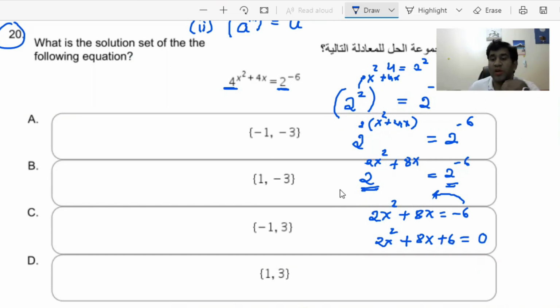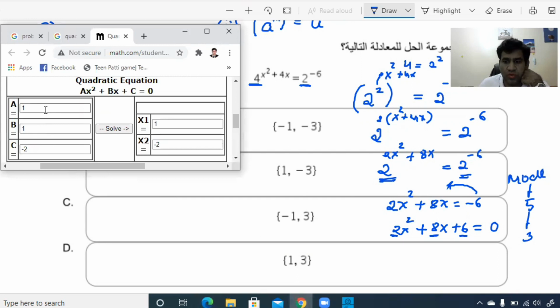Now again you can use a calculator: mode 5 then 3, and just write the coefficients. First write the value of a as 2, value of b as 8 and value of c as 6, and check out what values of x you get. Let me show you on an online calculator. I can substitute the value of a as 2 here, the value of b as 8, and the value of c as 6. After inserting like this, just solve it. So we are getting the two values of x.